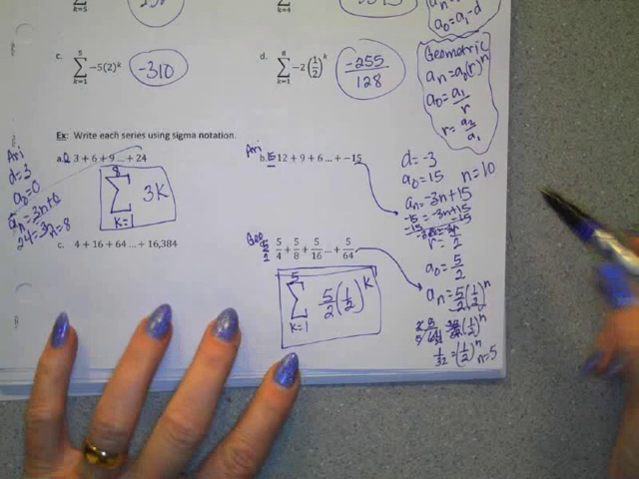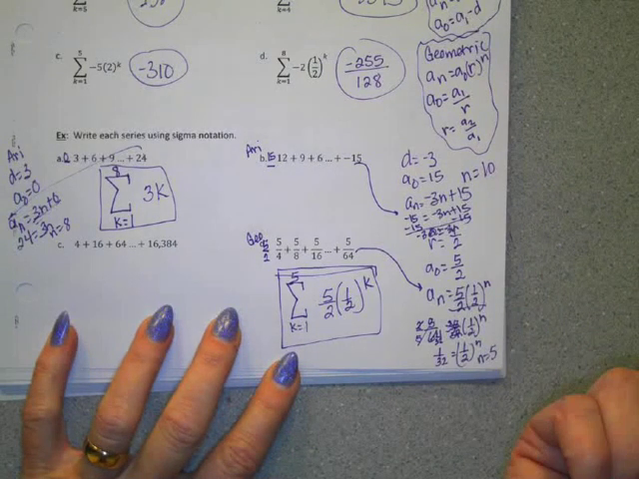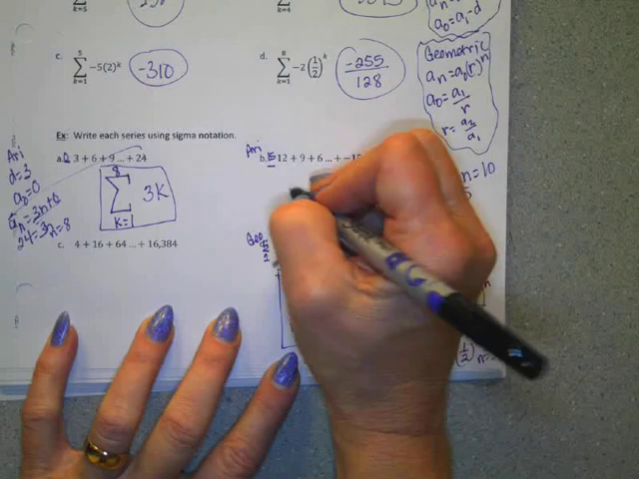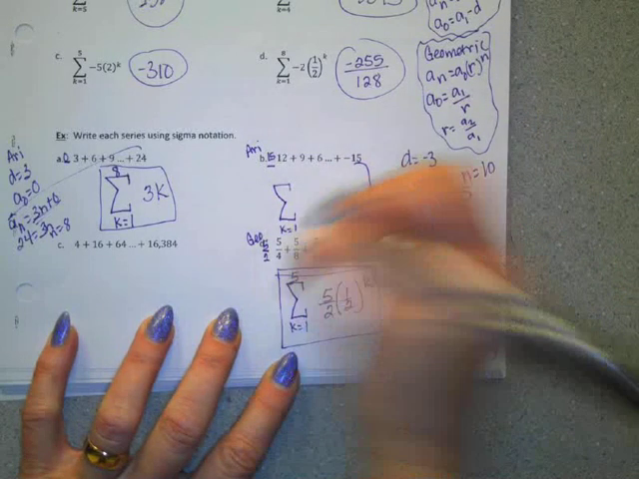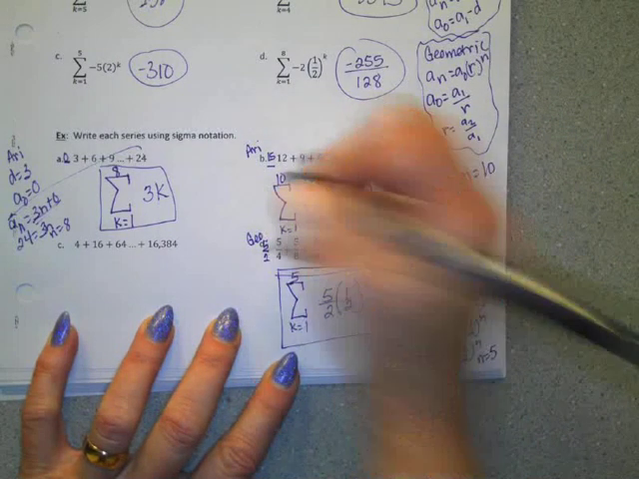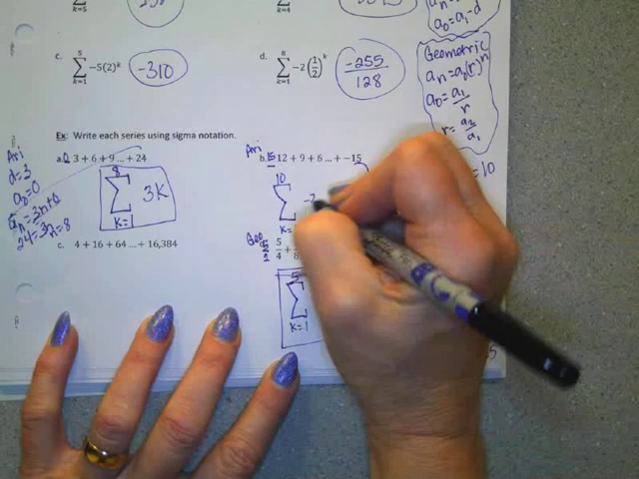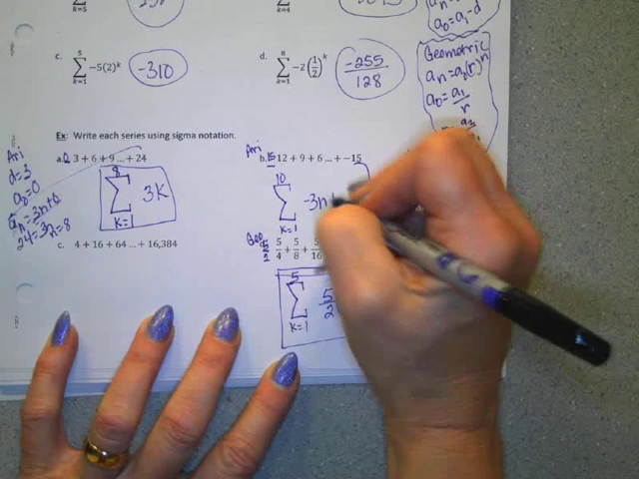So now I'm ready to write my sigma, my series using sigma notation. Went from k equals 1, it stopped at 10, and it's -3k plus 15.